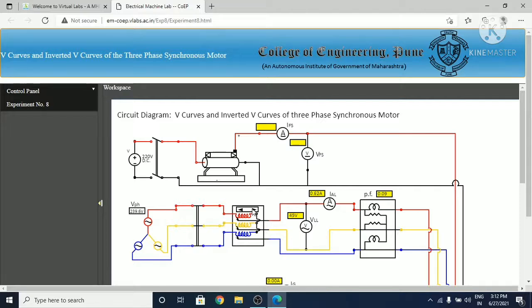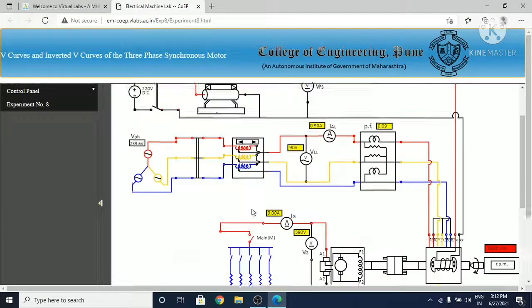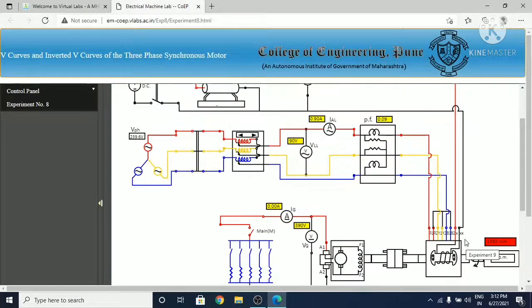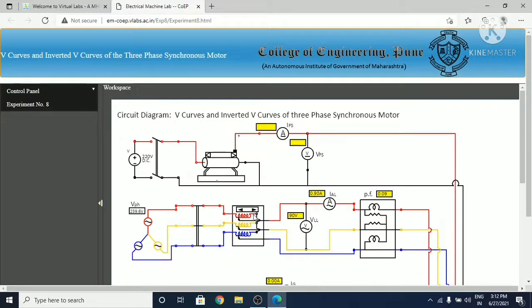Here you can see that whenever I increase the voltage, the current also increases. At the same time, a rotating magnetic field is created at the stator, and the speed of that rotating magnetic field also increases. I just keep on increasing up to the rated voltage.